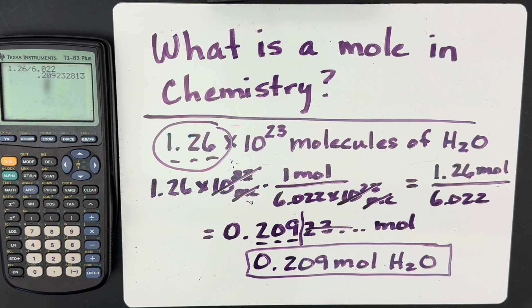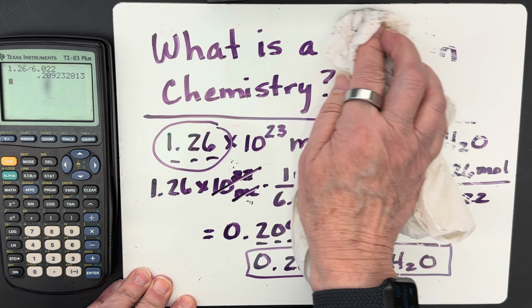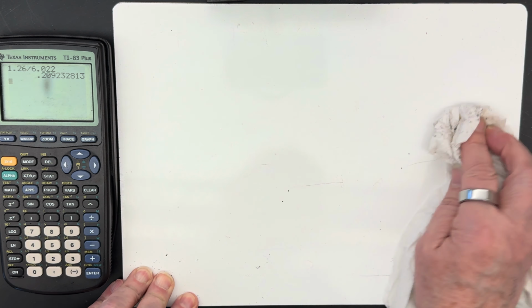Well, what if we're going the other way? What if we have moles and we're trying to figure out how many particles we have, how many atoms or formula units or molecules? So let's see how we convert from moles to number of particles.